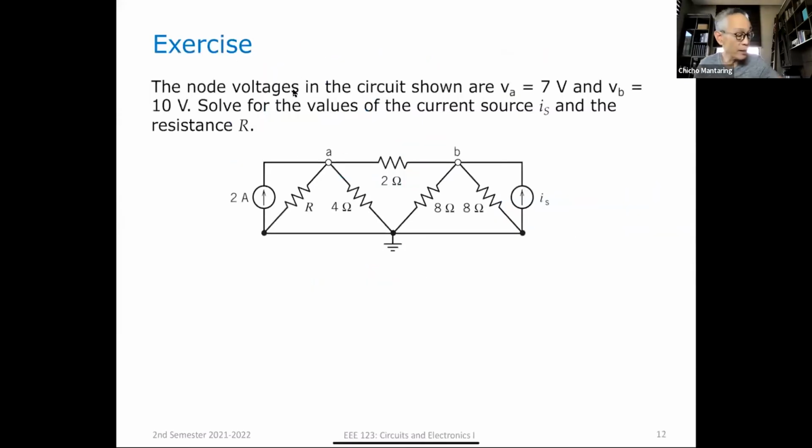Okay, here's an exercise. The node voltages in the circuit shown are VA equal to 7 volts and VB is equal to 10 volts. Solve for the values of the current source I sub S and the resistance R. Well, here's what I'm going to do. You should be able to solve this in just a few minutes. Try to solve this. I'll give you 5 minutes. Try to solve it.